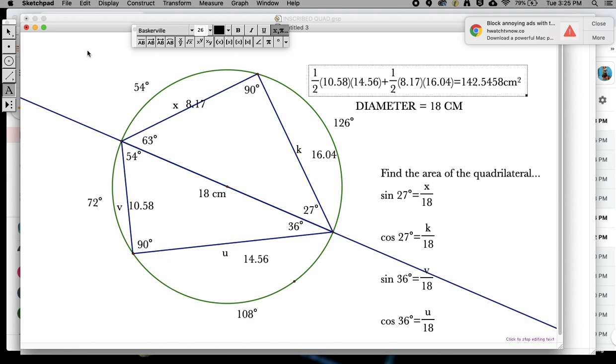So a couple of things to remember is that when an inscribed angle intercepts a semicircle, it's always going to be 90 degrees. And the opposite angles of a quadrilateral inscribed in a circle are always going to be supplementary. So those are really cool things for you guys to think about.